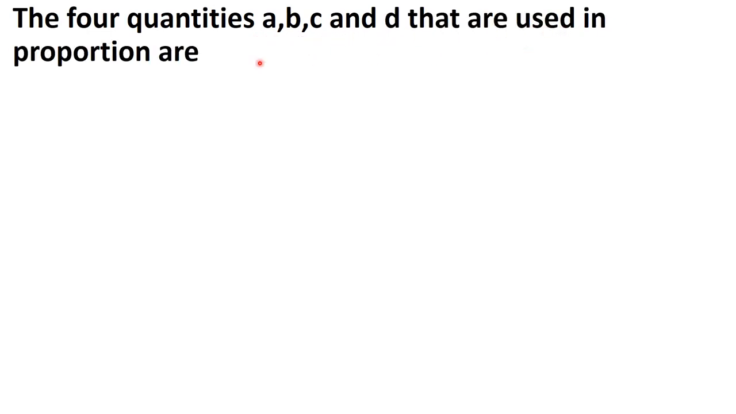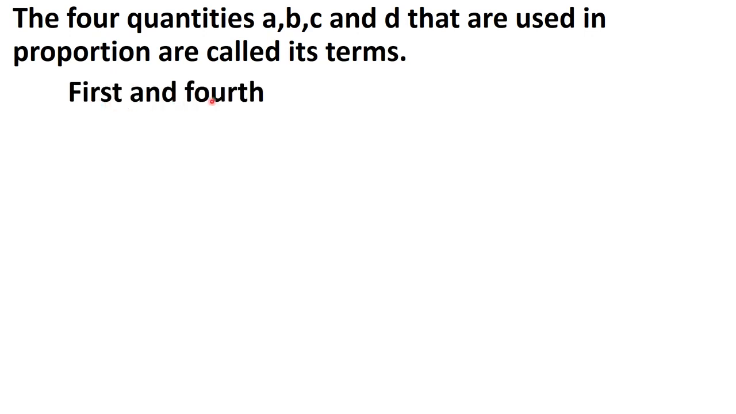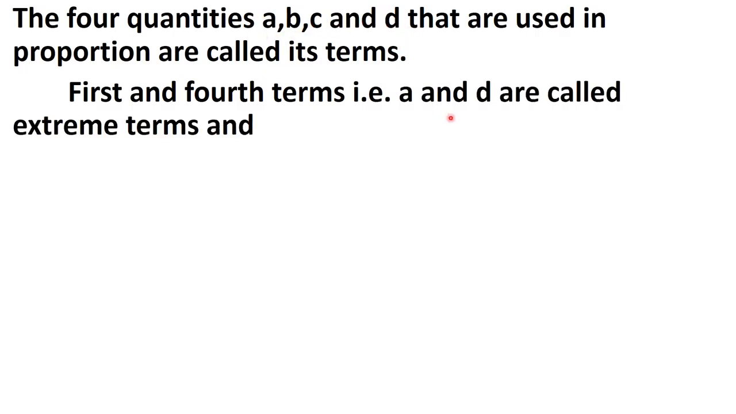The four quantities A, B, C and D that are used in a proportion are called its terms. In ratios we get two terms, first and second. And here we have four terms A, B, C and D. The first and the fourth terms, that is A and D, where A is the first term and D is the last term, are called the extreme terms. A and D are called the extreme terms: first and fourth.